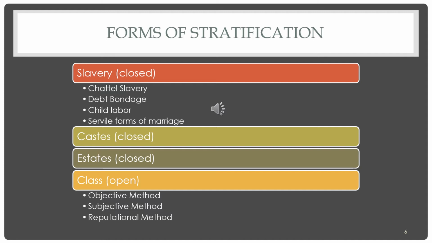The fourth type is called servile forms of marriage, and this is when a young girl or young woman is married off, more like a business arrangement, in which she has no say in the situation. So that is slavery. Now, the caste system is the second type of system, and a caste system is one in which people are born into their social standing and will remain there their whole lives.